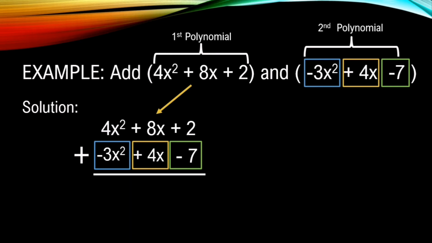So let's start with the right side. Positive 2 plus negative 7 will give us negative 5. How about 8x plus 4x? It will give us positive 12x. And 4x squared plus negative 3x squared will give us positive x squared. We have x squared plus 12x minus 5. So that is our answer. Let's try another example.